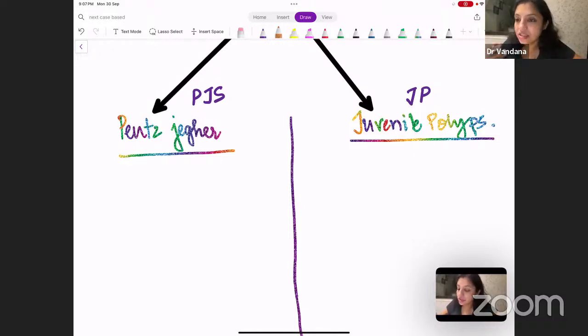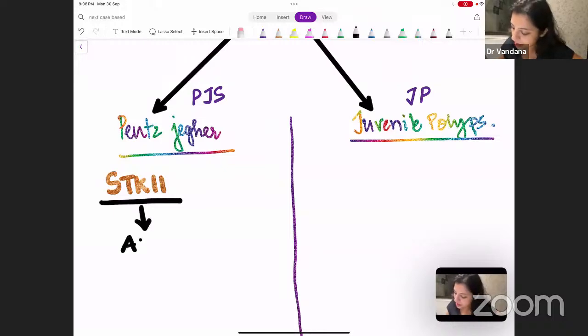Okay, so there is a mutation of a tumor suppressor gene called STK11. So this is the STK11 gene mutation. Please remember, whenever you have an STK11 mutation, this is a very, very important tumor suppressor gene because it controls a pathway called the AMP pathway. So this is a recent update. Please remember this. It controls the AMP pathway.